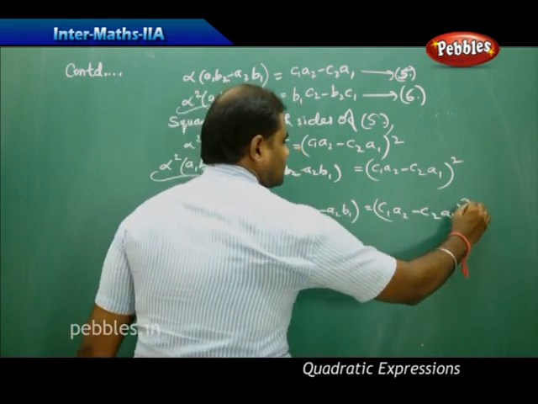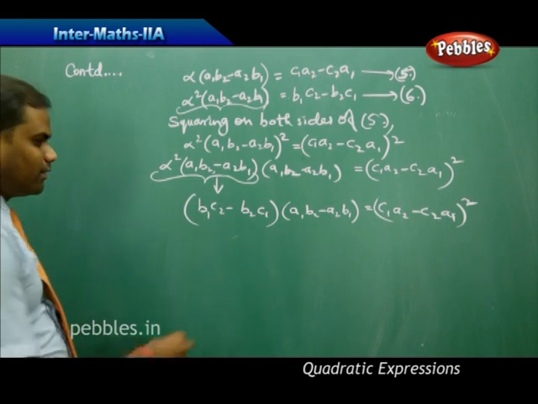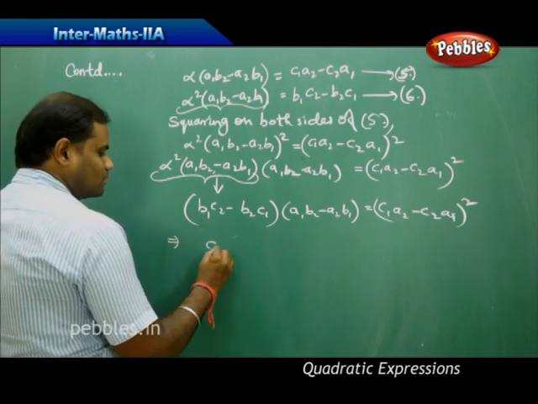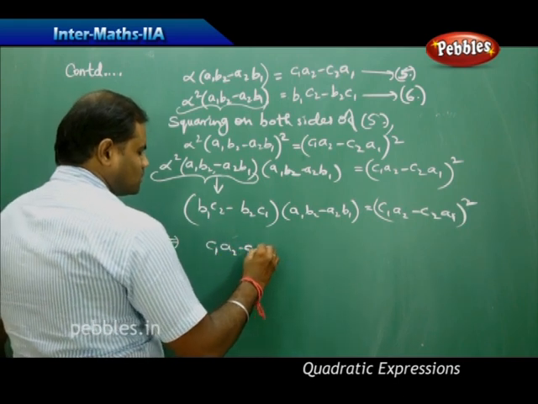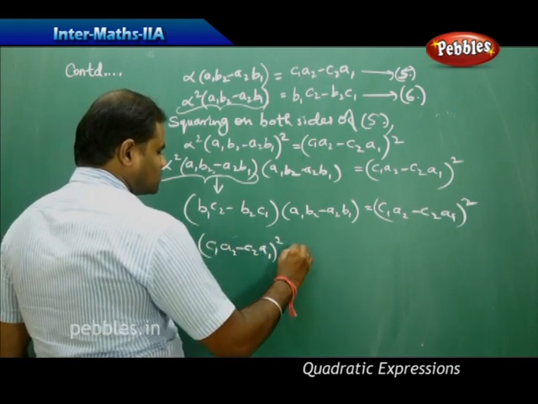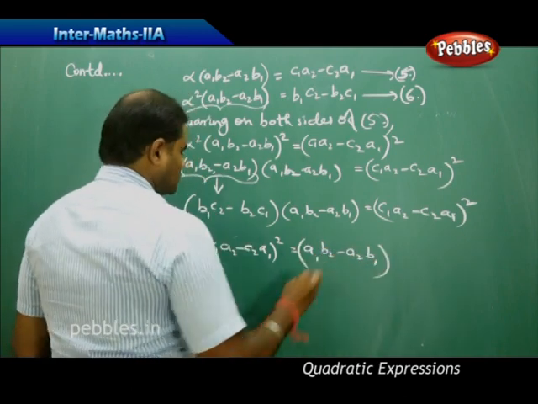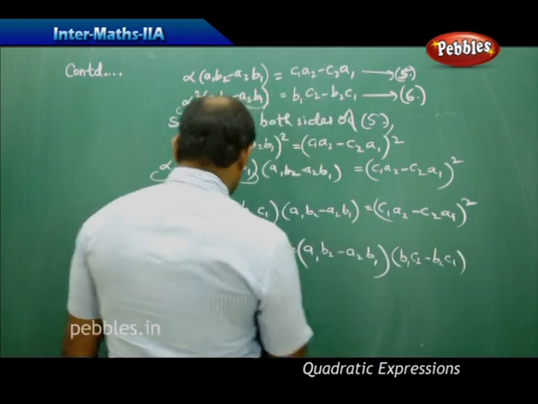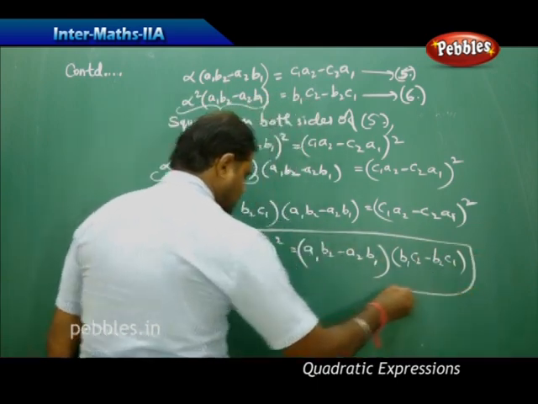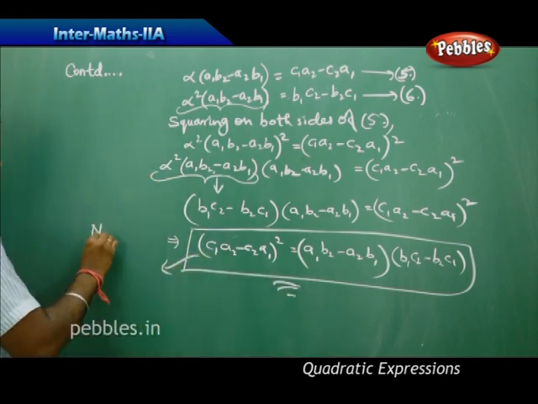Whole square is what I get when I substitute this here. So rearranging, I get the left-hand side of this term as (c1a2 minus c2a1) whole square, and the right side is (a1b2 minus a2b1) into (b1c2 minus b2c1). This is what we get as the necessary condition.